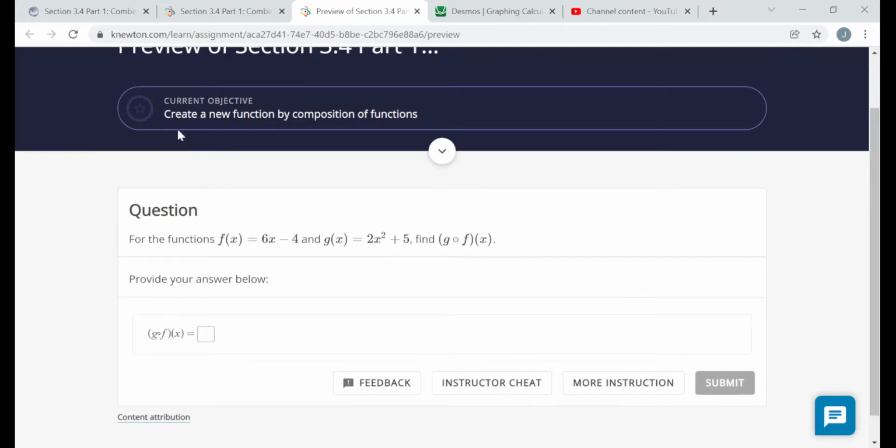All right. So this first question is on the objective: Create a new function by composition of functions. Alright, so I'm going to write out these 2 functions here. We have a function called f and another function called g, and we're asked to create what's called a composite function, g of f, or g composed with f. That's what this little circle symbol means. You're doing function composition. And function composition, you'll see, is basically just substituting one function into another.